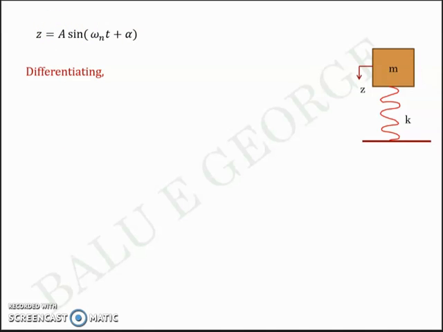Now differentiating z, we get dou z by dou t, and what you get is a omega n cos omega n t plus alpha, right? I've written it as z dash, and I can again differentiate that to get z double dash is equal to minus a omega n square sine omega n t plus alpha. It's quite a simple differentiation. You just differentiate z by t. So I have an equation for z, I have an equation for z dash, I have an equation for z double dash.